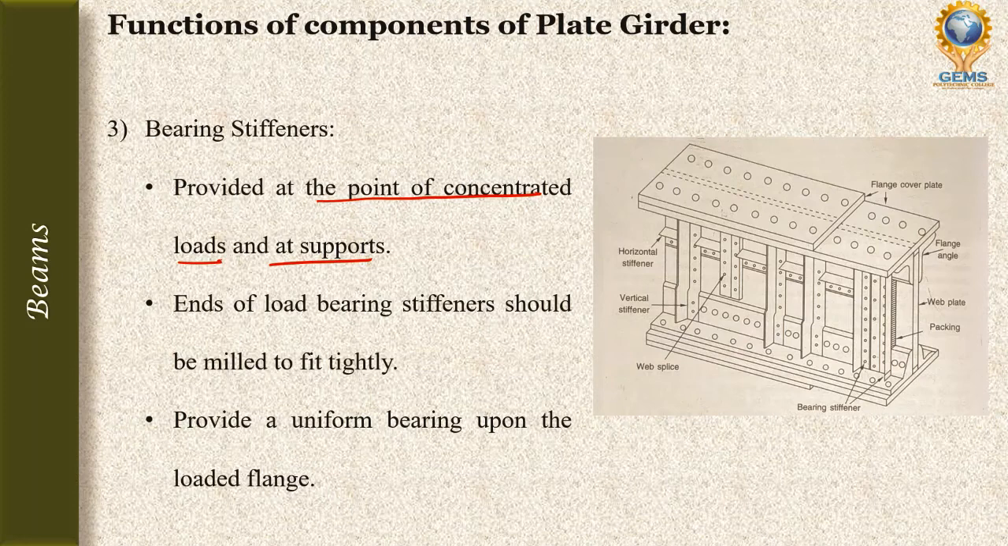Second, at supports we will give the bearing stiffener. The end of the load bearing stiffener should be milled to fit tightly. So we have to mill the section to fit tightly and provide a uniform bearing upon the loaded flange. Why we mill to fit tightly means to provide a uniform bearing upon the loaded flange. So this is the function of the bearing stiffener.